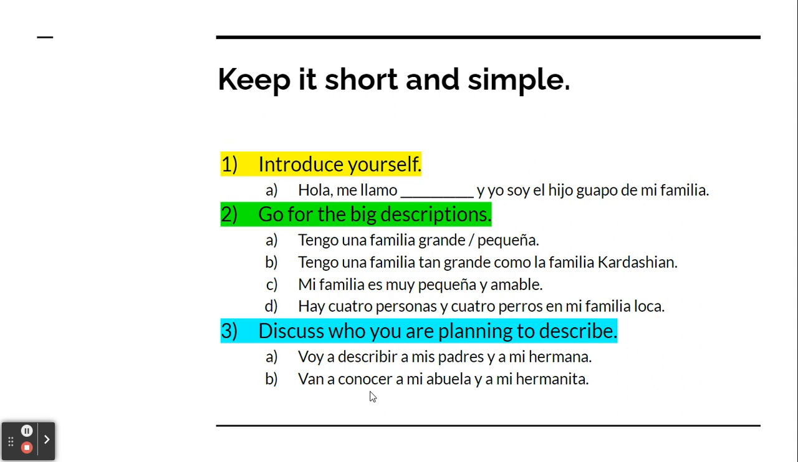Last, in your introduction, you want to discuss who you're planning to describe. Voy a describir a mis padres y a mi hermana. Another way that you could say this, since you're talking directly to the audience, you can use the ustedes form. Van a conocer a mi abuela y a mi hermanita. Notice that both of those sentences use the ir plus a plus infinitive form.